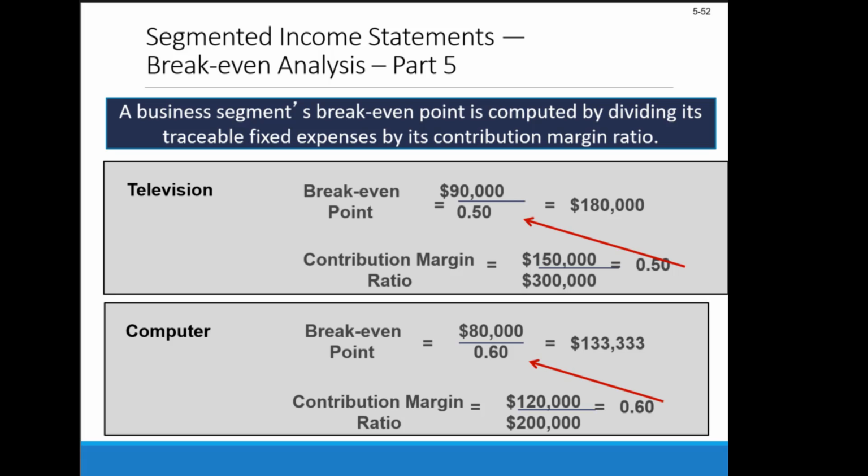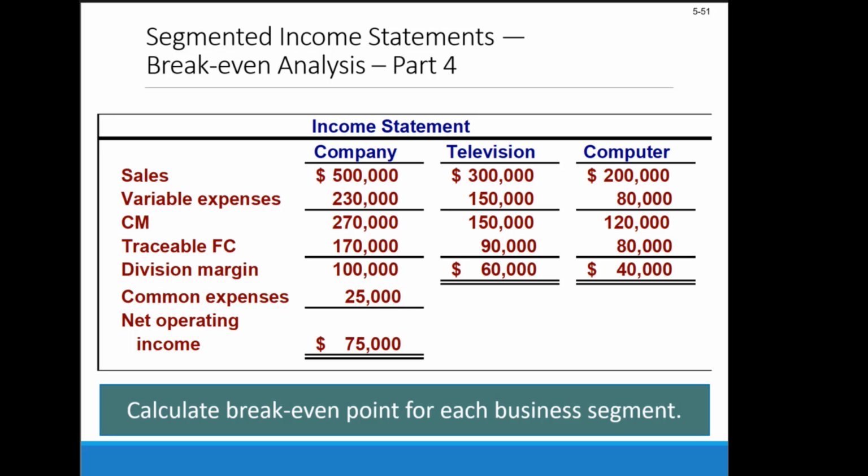Same thing for computer. Their segment break-even point will be their traceable fixed expenses attributable just to that segment, divided by the CM ratio just in that segment, which in computer's case is 60%, with 80,000 in traceable fixed expenses, so a break-even point of 133 and change.